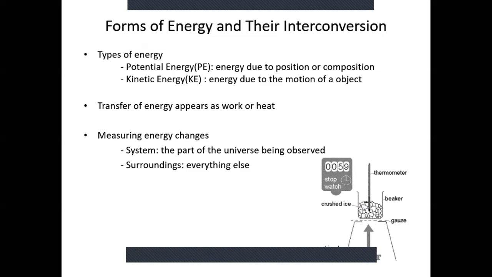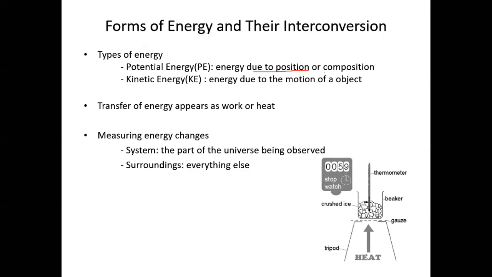Potential energy, as you know, is due to an object's position or composition. So an example of potential energy could be, for example, a skier or a person at the top of a mountain. A person at the top of a mountain has a lot of potential energy. Because it's high up, it has potential energy.